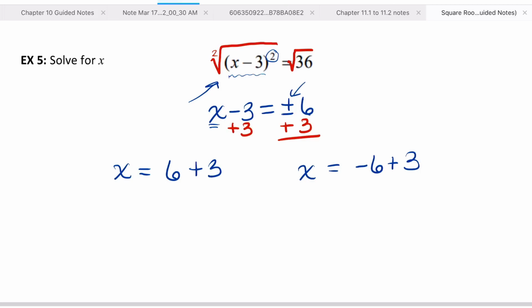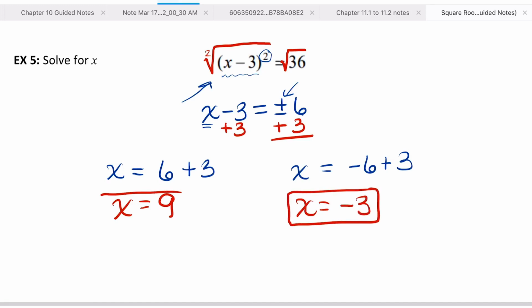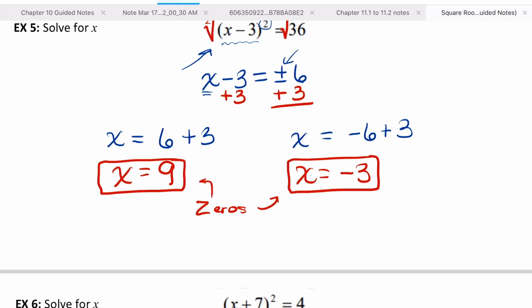Now, notice it's not negative 6 minus 3. The 3 was positive both times, but now they're really super simple. X equals 9, and on the other one, x equals negative 3. And there are your 2 solutions. So if you were to graph those on a parabola, those would be your zeros. That's where it would intercept the x-axis.